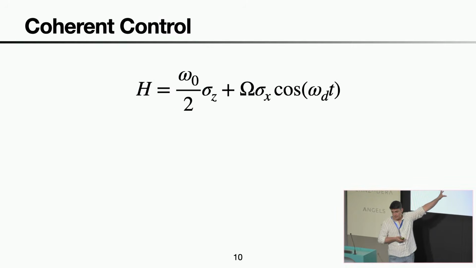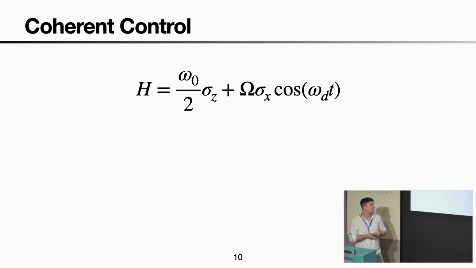Now let's see this in more detail. This is exactly the same Hamiltonian. I just rewrote it a little bit so it's less ugly. We have the splitting omega_0, and then the strength of the driving is just big omega there.